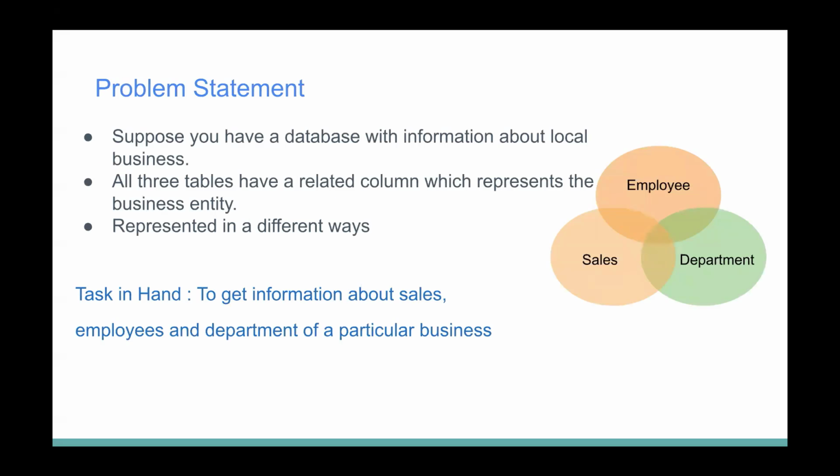Let us start with the problem statement. Consider the scenario where you are a government official and you have data about local businesses. Suppose you have a database with 3 tables which contains information about their sales, employees, and department. All 3 tables have a related column which represents the business entity. Task in hand is to get information about sales, employees, and department of a particular business.